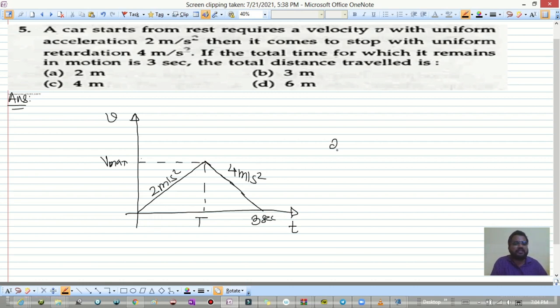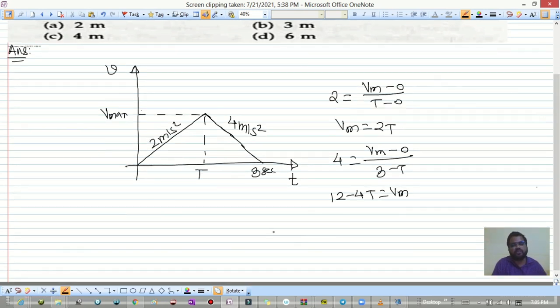So we can write 2 meter per second squared, that is the acceleration is equal to change in velocity, that is Vmax minus 0 divided by t minus 0. So Vm we have is 2 into capital T. Now for the retardation, that is 4 is equal to Vm minus 0 divided by 3 minus t. So we have 12 minus 4t is equal to Vm. So from equation 1 and equation 2, this is 12 minus 4t is equal to 2t. So what is the time t we have is 12 divided by 6, which is equal to 2 seconds.